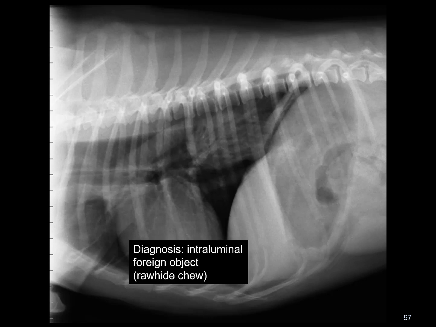But if it's an acute onset problem, it's much more likely to be a foreign object. Either way, you need to go to endoscopy and get a look at this thing and take it out, or get a sample, depending on what you end up seeing down there. And this ended up being a rawhide chew.